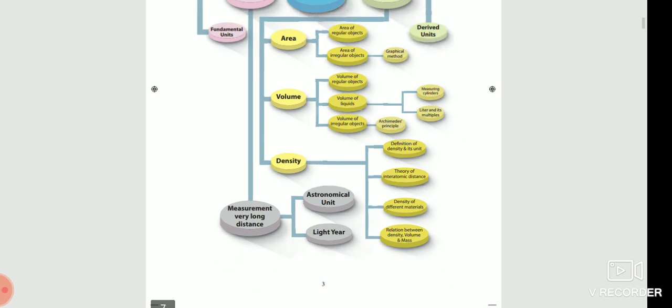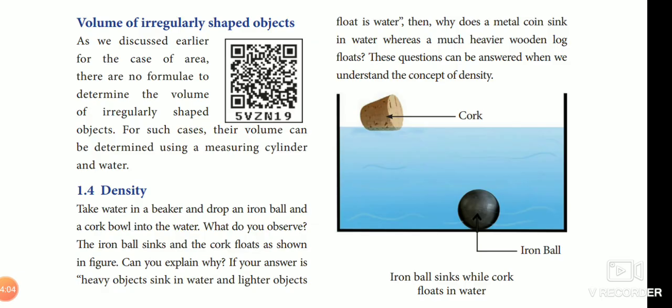Okay children, now we discuss density. Take water in a beaker. You see, the beaker is that. Take water in a beaker and drop an iron ball and a cork ball into the water. So what do we observe?